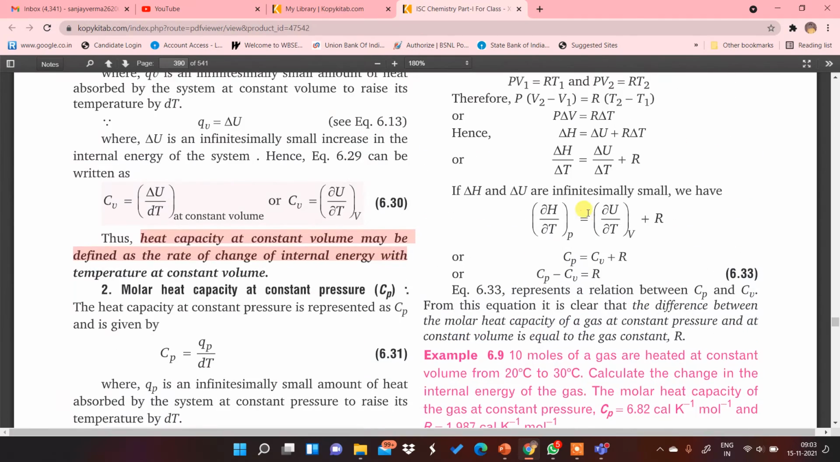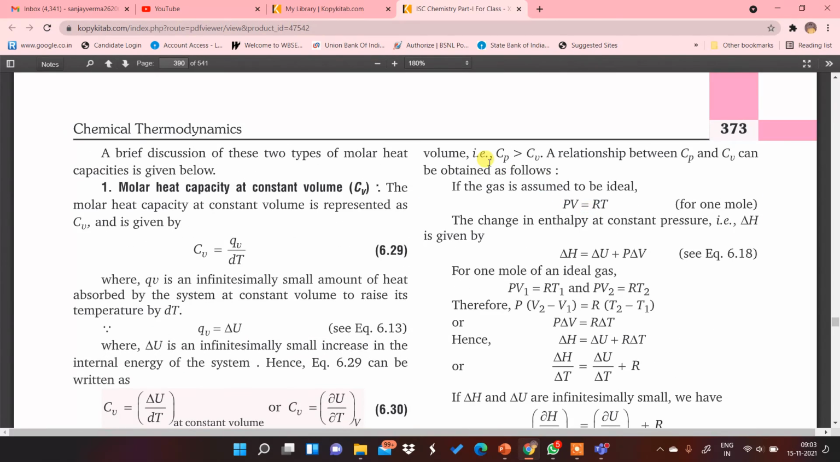So I request you all to thoroughly pay attention to this. Remember, Cp is greater than Cv. So a relationship between Cp and Cv can be obtained as given below. We know from the previous chapter, that is study of gases, for an ideal gas, for 1 mole, PV is equal to RT.